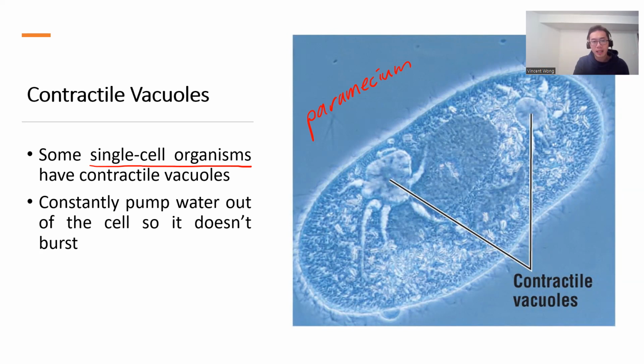That's why they have a contractile vacuole, which is this thing right here. It constantly squeezes and pumps the water out. That prevents the cell from bursting. It prevents it from popping, essentially.